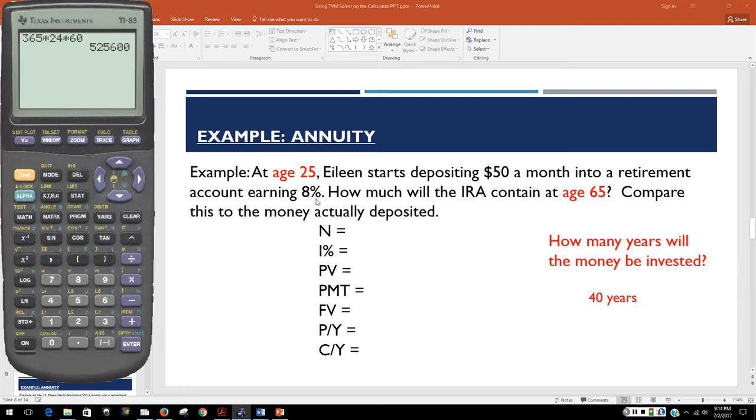The first thing we need to know is how many years will the money be invested? Well, she's starting at age 25 and she's going to retire when she's 65. So 65 minus 25 means that her account is going to be in effect for 40 years.